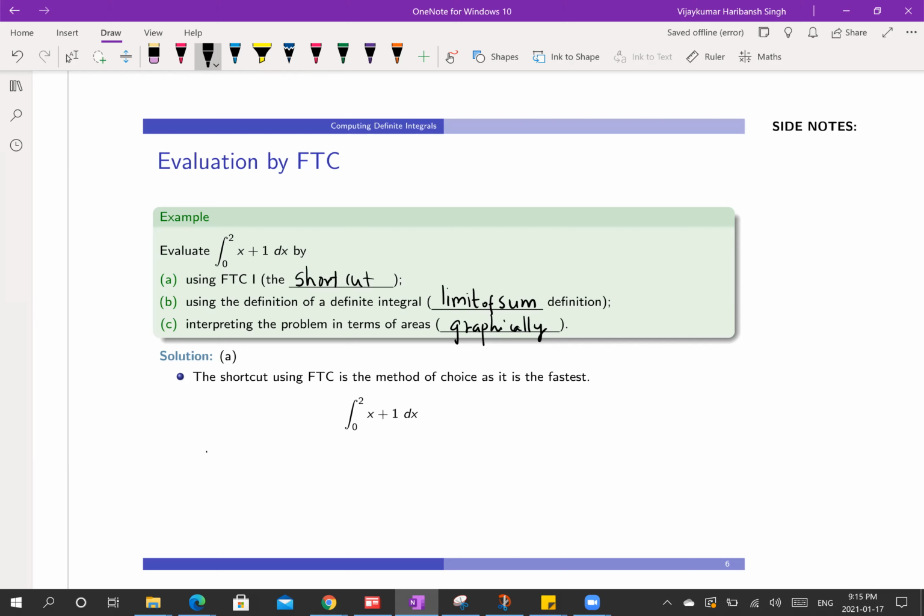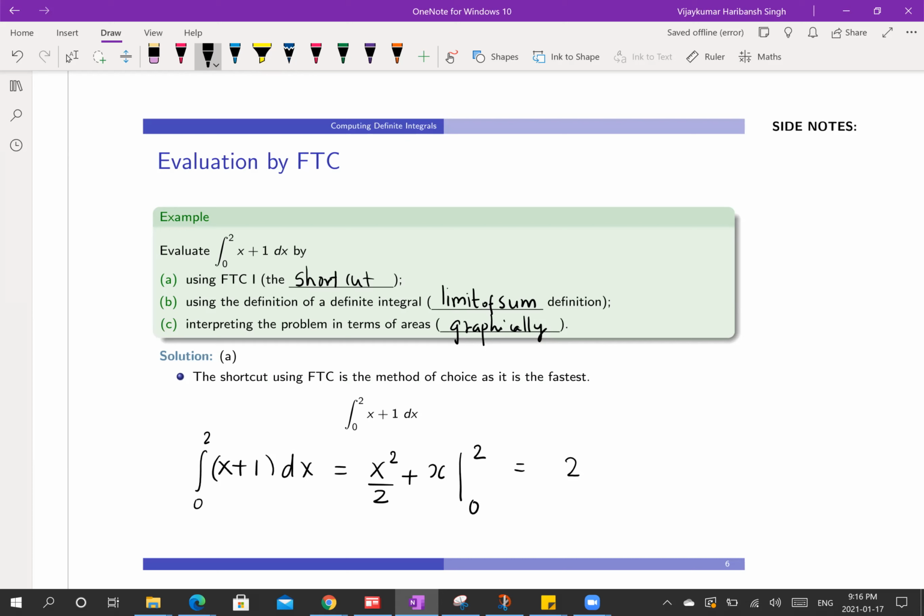So we have the integral from 0 to 2 of x plus 1 dx. Again, I'll use the power rule. So for x to the power 1, the antiderivative is x to the power 1 plus 1, which is 2, divided by 2. The antiderivative of 1 is x. And then we have limits 0 to 2.